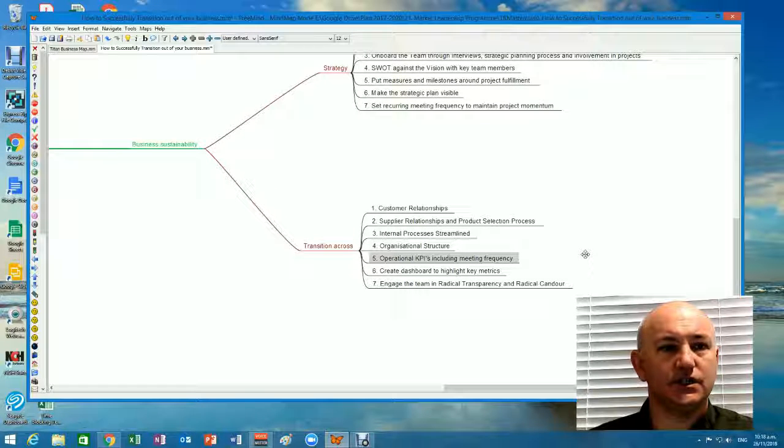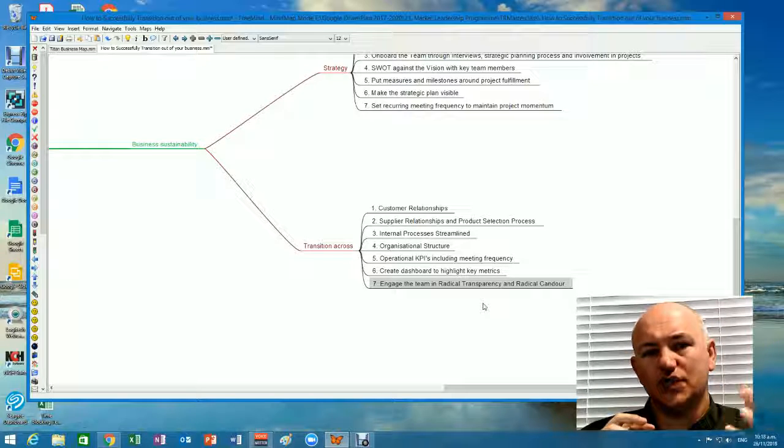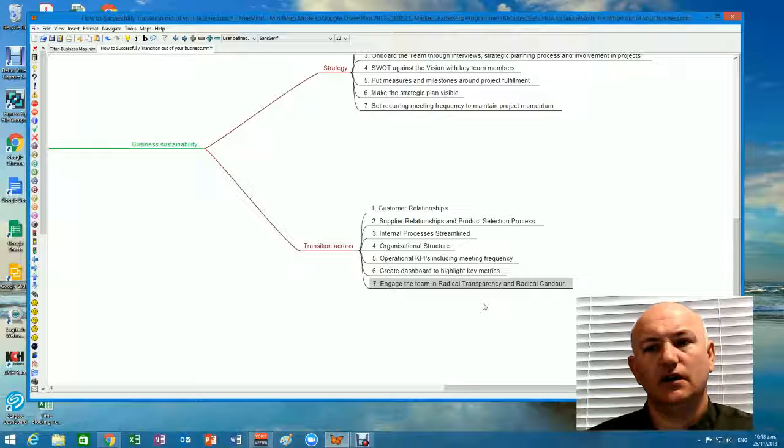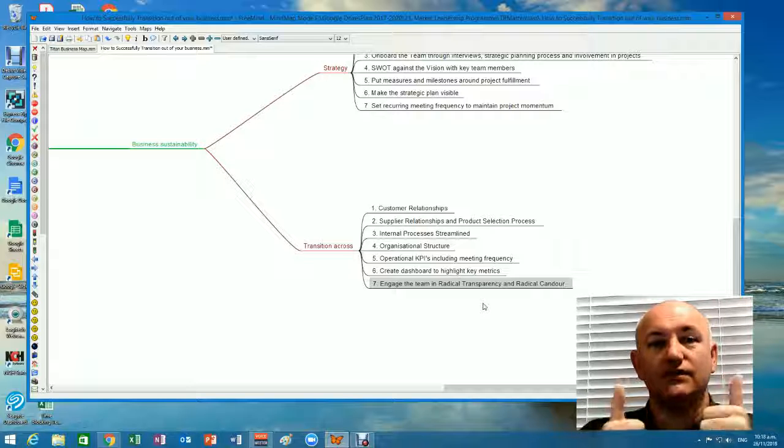Operational KPIs, including meeting frequency. This is about creating peer accountability and creating dashboards, highlighting key metrics. So these two components here go together quite well. And then radical transparency and radical candor. So we need to start introducing accountability into the business, and quite often there's a bit of bloodshed when we start to do this, because not everybody likes accountability, in case you didn't notice.